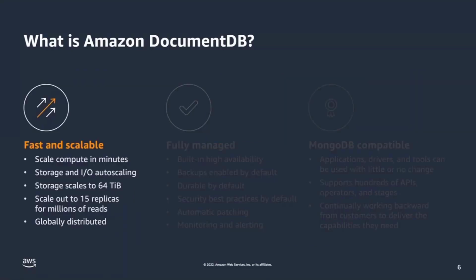But I want to now look at Amazon DocumentDB, which is a fully managed document database service that, as you see here, is highly scalable. The architecture of the service, which separates storage from compute, allows you to easily scale each of those independently. You can scale compute horizontally or vertically in minutes, regardless of the amount of data in the cluster. That cluster can be scaled out to a maximum of 15 read replicas to support millions of reads. And storage in DocumentDB automatically scales from a minimum of 10 gigabytes up to a maximum of 64 terabytes.